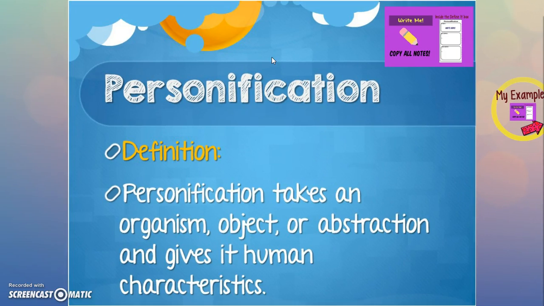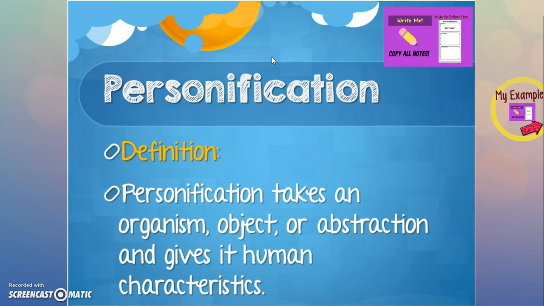Personification takes an organism, an object, or an abstraction and gives it human characteristics. It's not just about animals. I know we focus on animals and flowers and nature a lot when we talk about school and class, but it doesn't have to necessarily be nature. It can be a table, it can be a book, it can be anything that we give human-like qualities to.